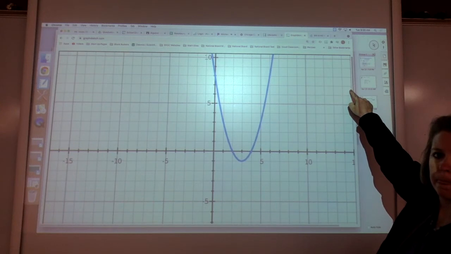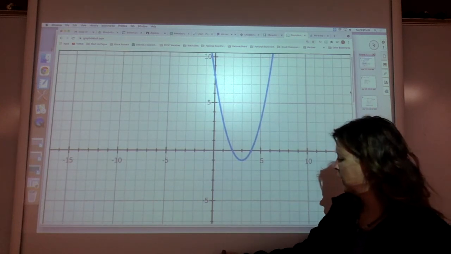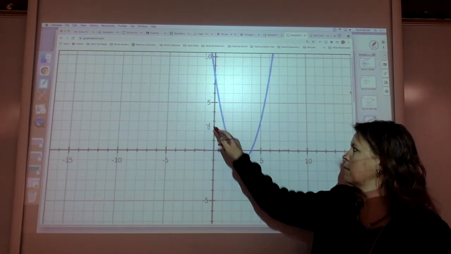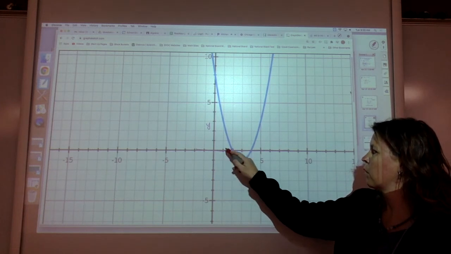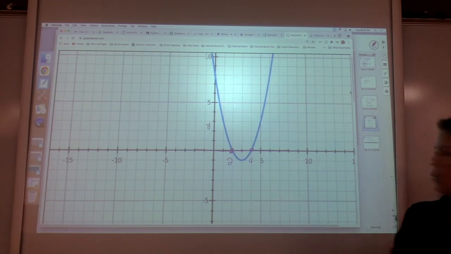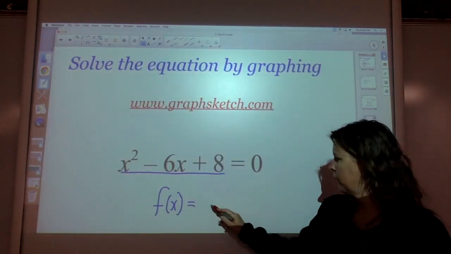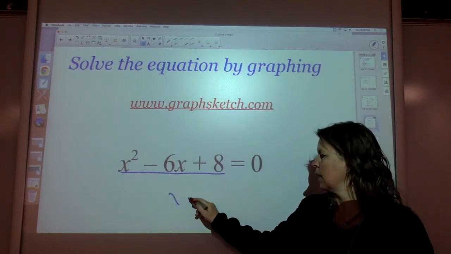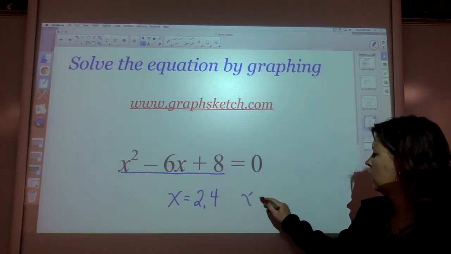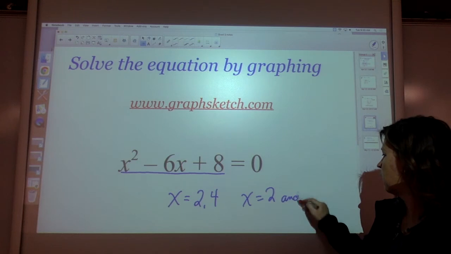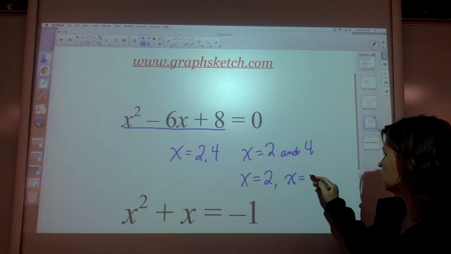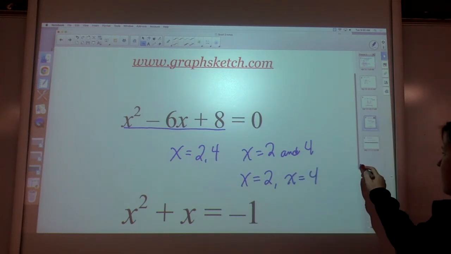What you need to do from there is find out where does it cross the x-axis, where we can find the values of y to be 0. Right here at over 1, 2, 3, 4, and again at 4. Over 2 and over 4. So for your answer, I'm okay with either saying x equals 2 comma 4, no parentheses because it's not a point, or x equals 2 and 4, or you could also say x equals 2 comma x equals 4. Doesn't matter.